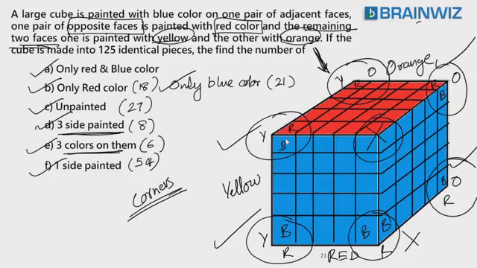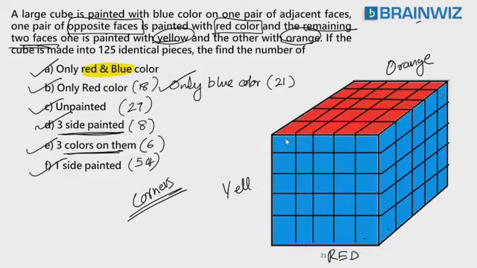Let me ask you to do question number 1, everybody. What is question number 1? Red and blue color. I want red and blue color only. I don't want any other color. Make it faster, everybody. Where is this red and blue?